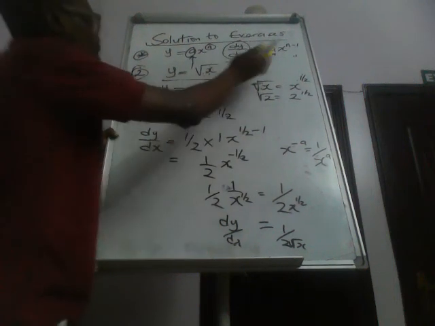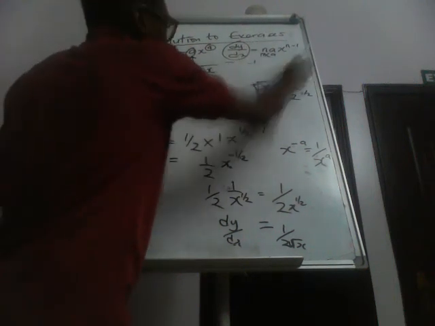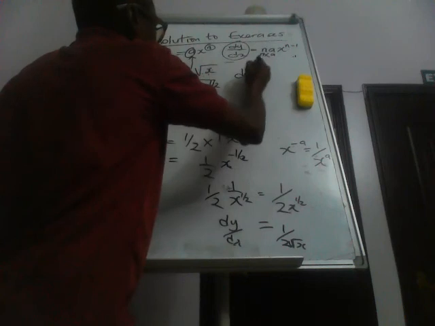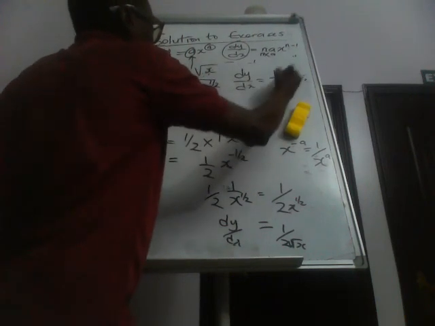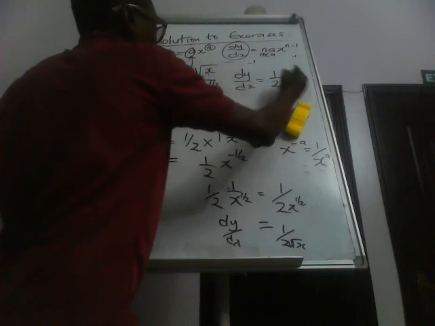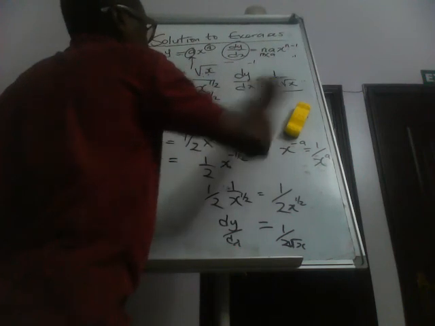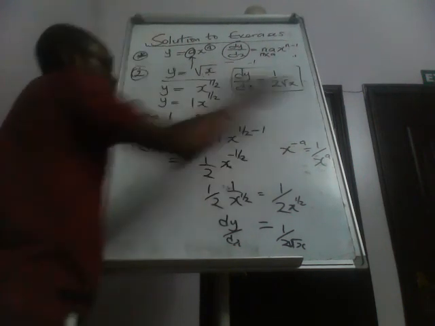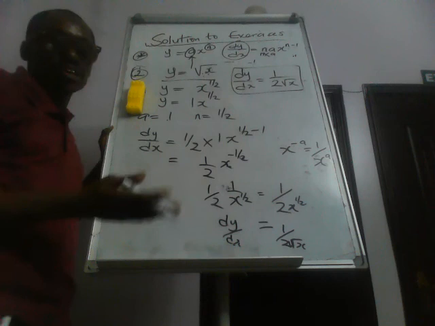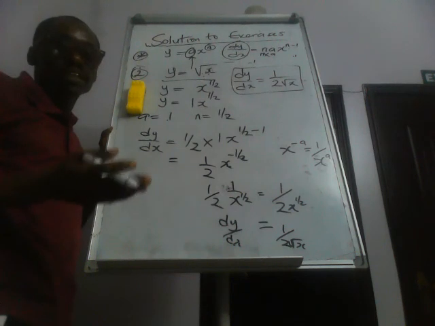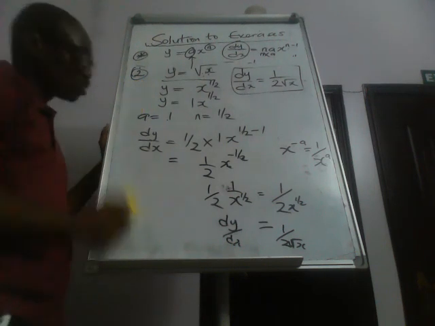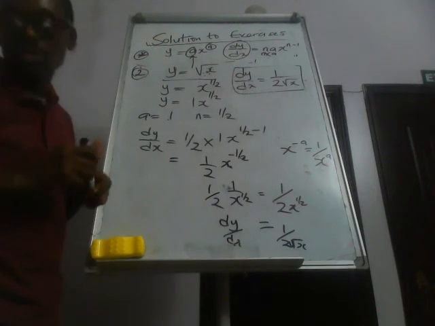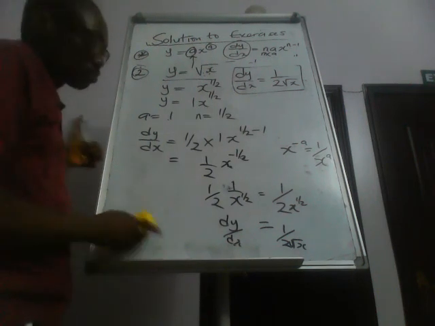Let me write the answer here. dy/dx for this question is equal to 1 over 2 root x. Final answer. So I believe it is clear. So we are actually going to move on to the third question right now.